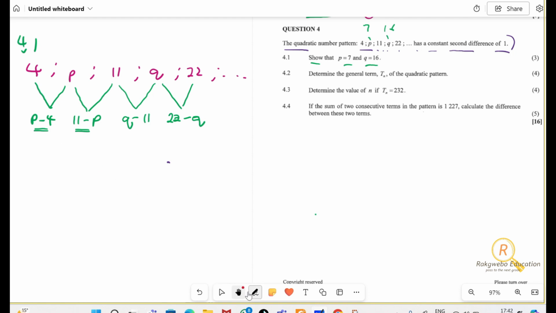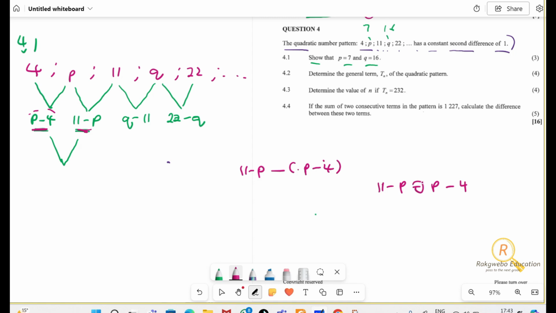Now we go again. We're going to go the next number minus the previous number. Let's just do it on the side: 11 minus P minus this whole thing. Remember, you must put it in brackets. Please don't make that mistake. Put it in brackets so that the minus affects both the P and the minus 4. Otherwise you're essentially saying that this minus does not affect the minus 4 as well, which is a criminal offense. So please always be careful every time there's a minus.